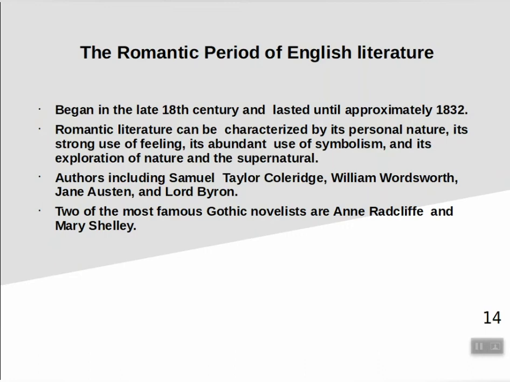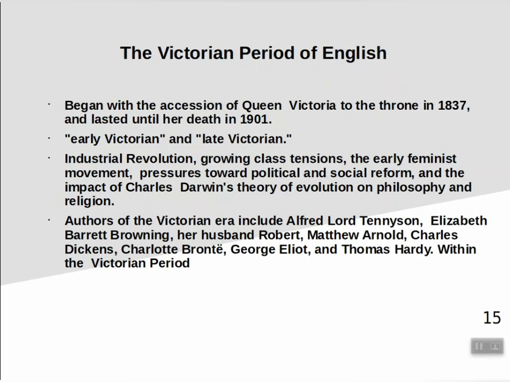The Victorian period of English literature began with the accession of Queen Victoria to the throne in 1837 and lasted until her death in 1901. Because the Victorian period spans over six decades, the year 1870 is often used to divide the era into early Victorian and late Victorian.